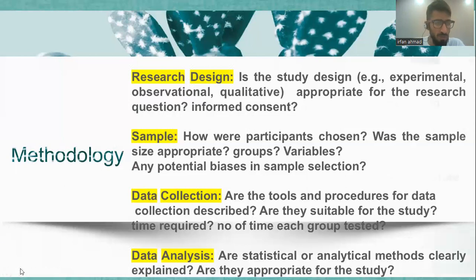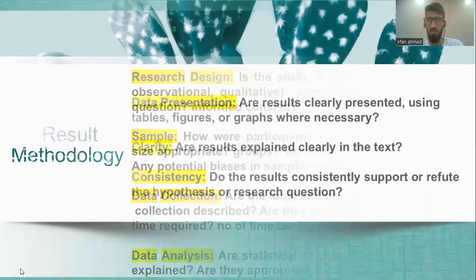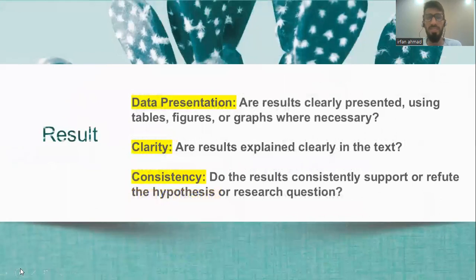And after methodology, we have the result section. Okay, result is how he presents his data. Are the results clearly presented using tables, figures, graphs, and whatever is necessary? Okay, clarity: are the results explained clearly in the text? And consistency: are the results consistent, do they support or refute the hypothesis or research question or not?